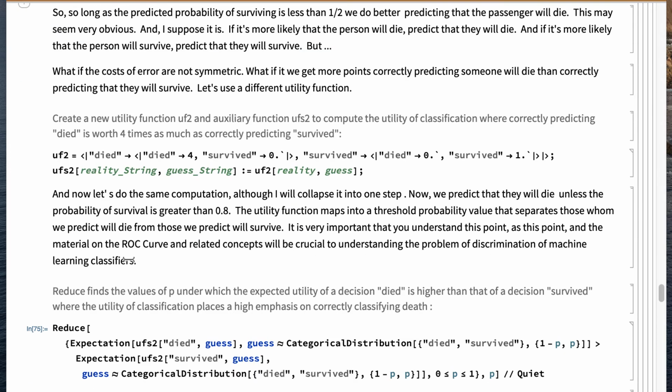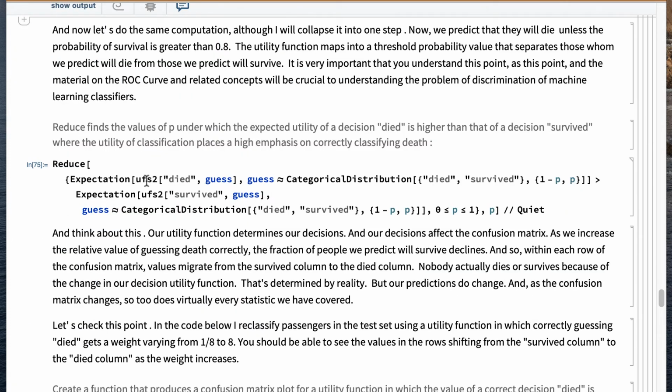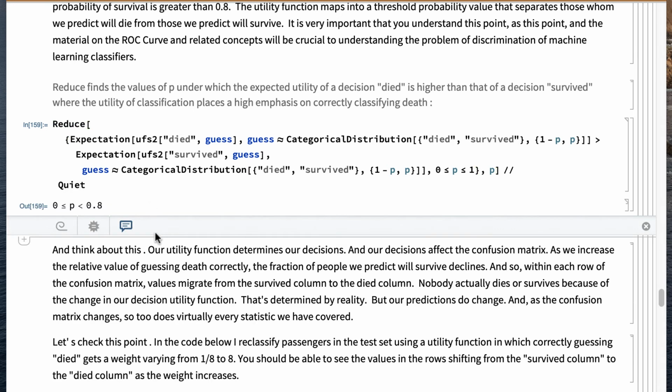So let's use a new utility function. Here it is. I'm going to say it's worth 4 times. To correctly guess that they died is worth 4 times as much as correctly predicting that they survived. Now I'm going to do exactly the same computation that I did before. I'm just going to compress it into one line so I don't have to write it all out, and find out for what values of p will we be better off predicting that they died. And now it turns out I should predict that they died if the probability of them surviving is anywhere between 0 and 0.8.